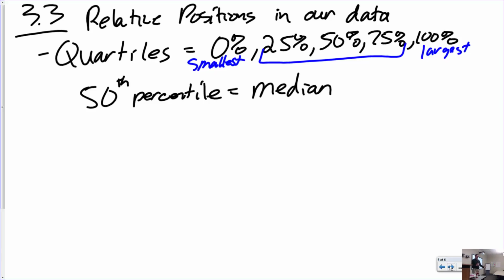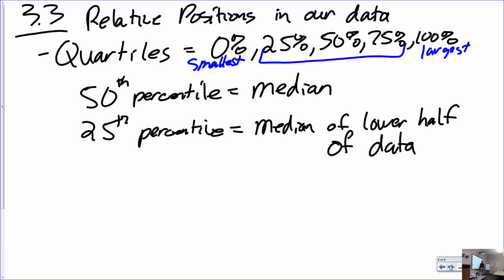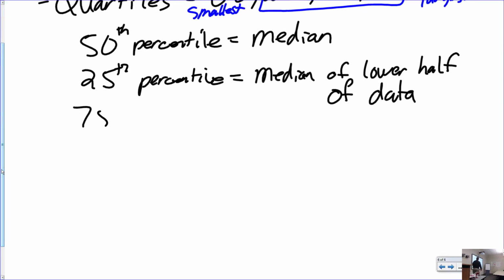By definition, folks, the 50th percentile is the middle of the road. And we've already defined what that is. It's called the median, okay? So, the 25th percentile: since 25 is halfway between 0 and 50, the 25th percentile is the median of the lower half of the data.